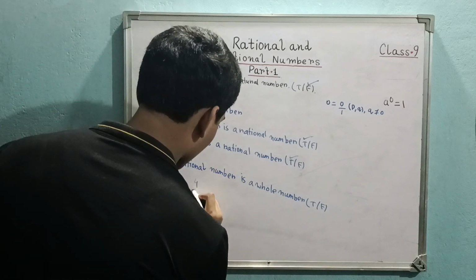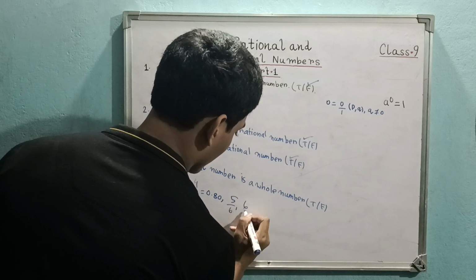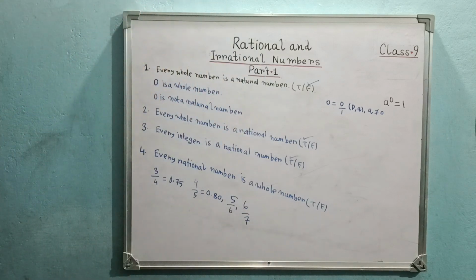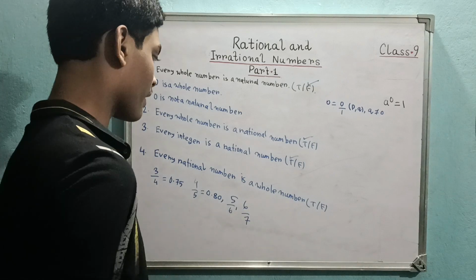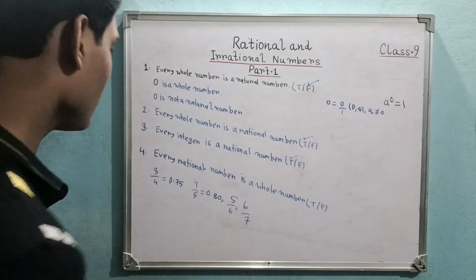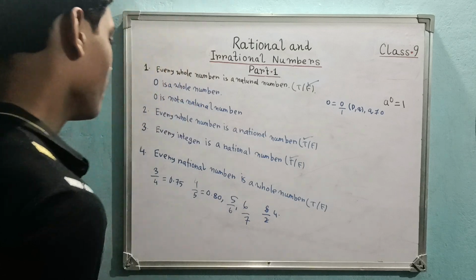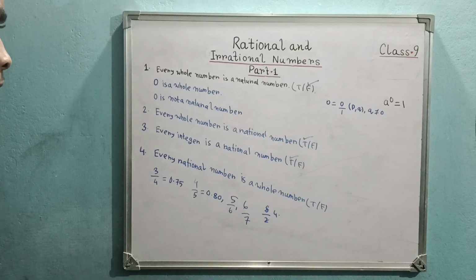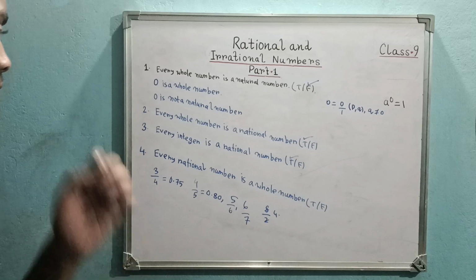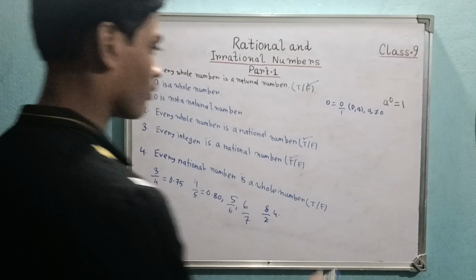Similarly, 4 by 5 is 0.80. 5 by 6, 6 by 7. You can't get them as whole numbers. So this statement is not correct. Every rational number is not a whole number. Yes, some of these numbers are whole numbers. 8 by 2, suppose, is 4. That is a whole number. But suppose these numbers 3 by 4, 4 by 5, 5 by 6, what wrong have they done? They are also rational numbers, but they are not whole numbers. If you divide them, it's a decimal number. Okay. So this statement is false.